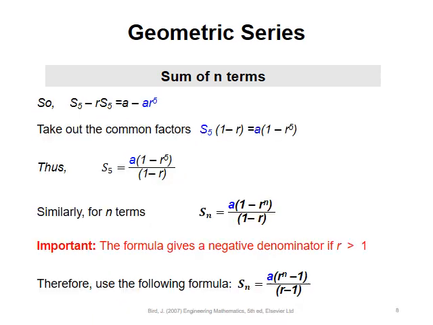I'm still deriving the general formula. Now what I will do is take S5 common from the left hand side here, and we have 1 minus R equals A, also taken as a common factor, A times 1 minus R to the power 5. Now dividing by 1 minus R both sides of the equation, we have S5 equals A times 1 minus R to the power 5 over 1 minus R, which tells me that Sn, the sum, equals A times 1 minus R to power n over 1 minus R.